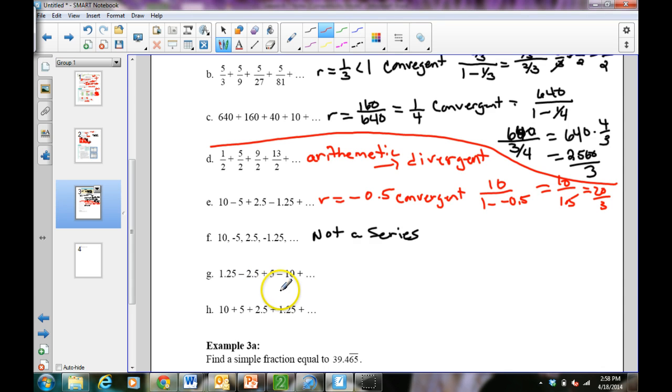Okay, now G. What's my R value on this? Wait, hold on. What happened to F? We already found that one. It's not a series. Well, over 1. So R here is -2. So you're right, it's divergent.